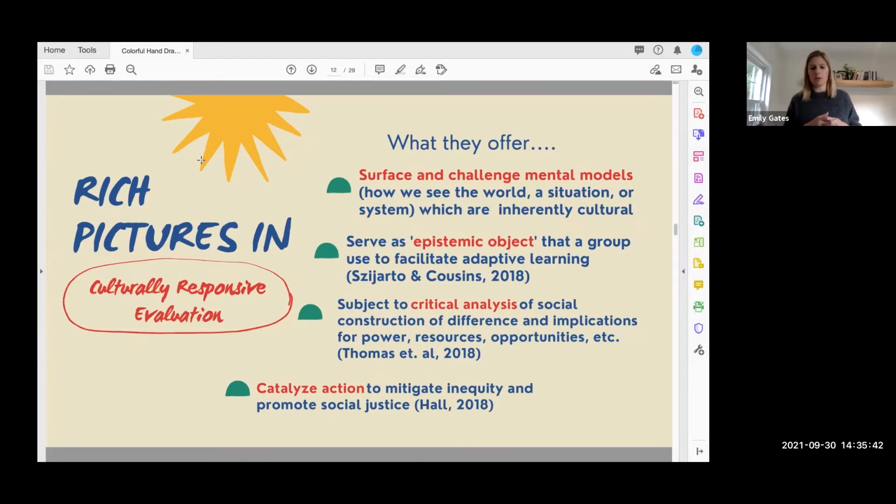As I mentioned, and thinking about work on culturally responsive and systems approaches already by Veronica Thomas and others, it also lets us look at this social construction of difference. So you can interrogate the picture and look at the people in it and say, what are the axes of difference that show up here? And who's getting access to what? Where are there power imbalances? Where are there resource imbalances? Are these all present, or is there an accumulation over time?